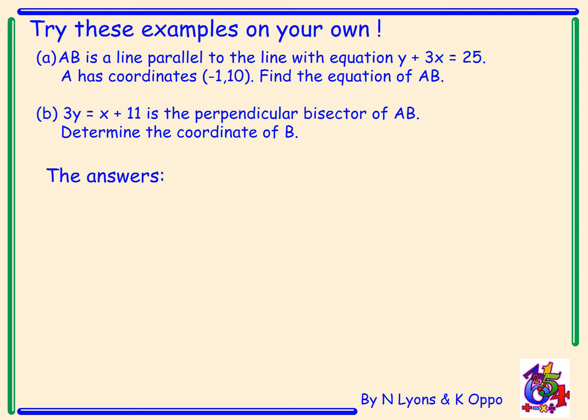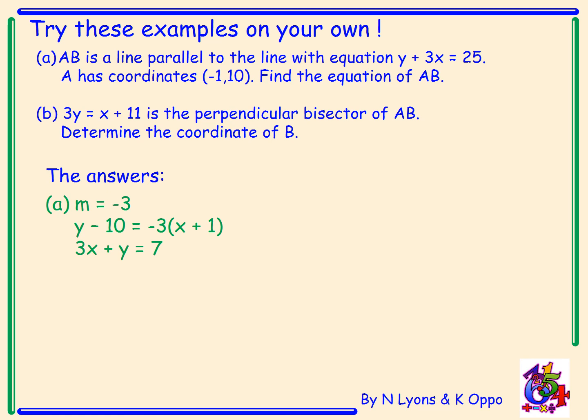The answers. For question A, we had a line AB which is parallel to the line with equation y plus 3x equals 25. Therefore the gradient is -3, and we're going to use the point A, which is (-1, 10). This will give the equation of the line AB as 3x plus y equals 7. For part B, 3y equals x plus 11 is the perpendicular bisector of AB. That means the perpendicular bisector meets AB. We have to determine the coordinates of B.